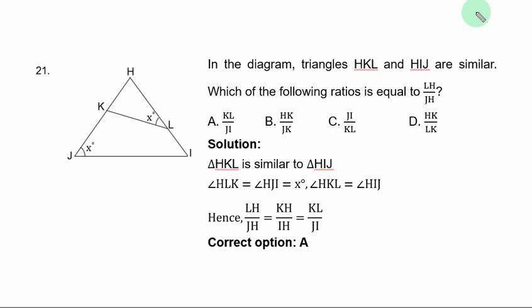Question 21. In the diagram, triangles HKL and HIJ are similar. Which of the following ratios is equal to LH over JH?